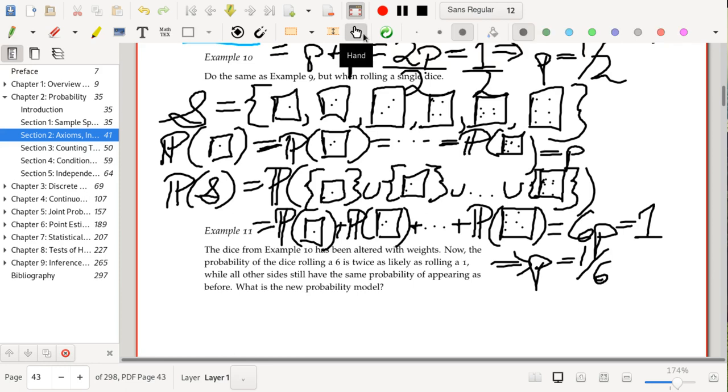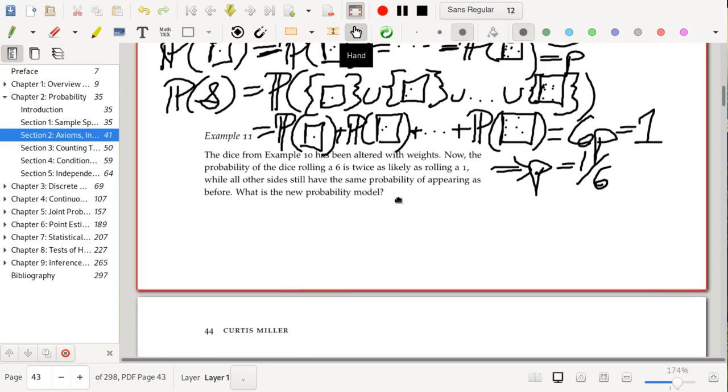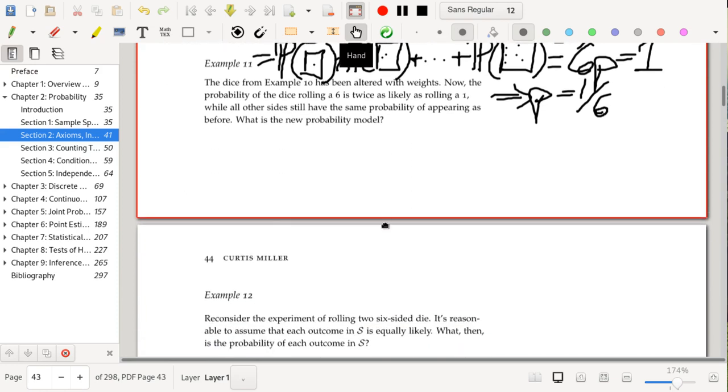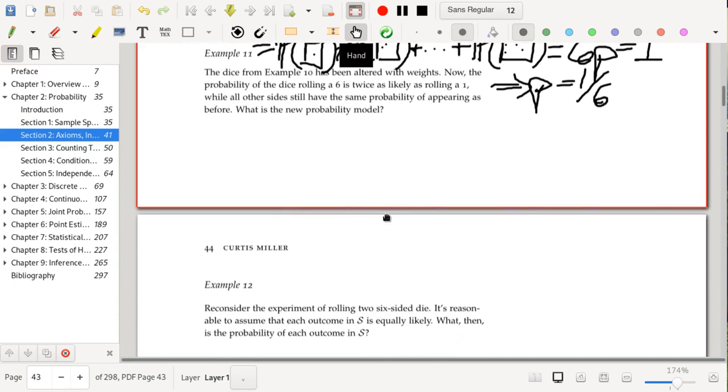Okay. So example 11, we're now going to try and move away from equally likely outcomes and say that the dice from example 10 has been altered with weights. Now the probability of the dice rolling a 6 is twice as likely as rolling a 1, while all the other sides have the same probability of appearing as before. Therefore, we want to know what the new probability model is.